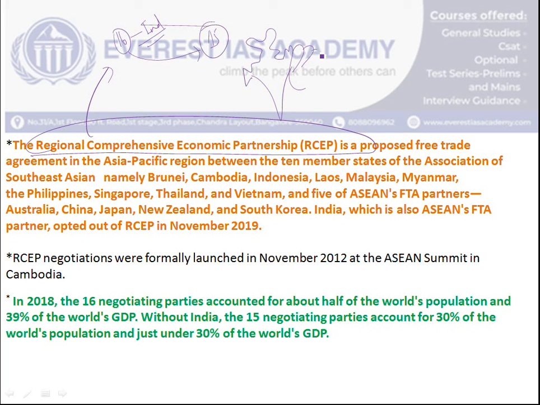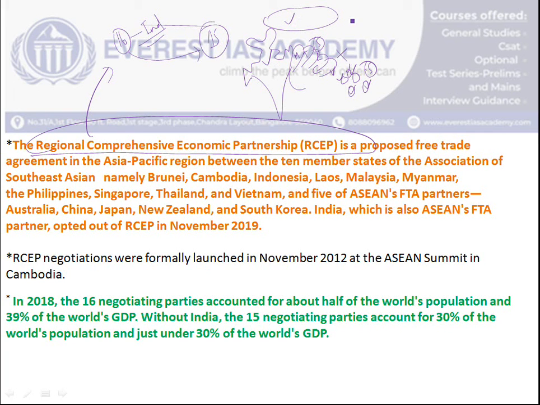Basically it consists of all the Southeast Asian countries. There are 5 Southeast Asian countries: Myanmar, Thailand, Laos, Cambodia, and then Vietnam. So these are the 5 member countries. And then we have Malaysia, Brunei, Philippines, Indonesia, and then Singapore. So these are another 5 countries. So we have 5 plus 5, 10 countries here, and then previously India was also there.